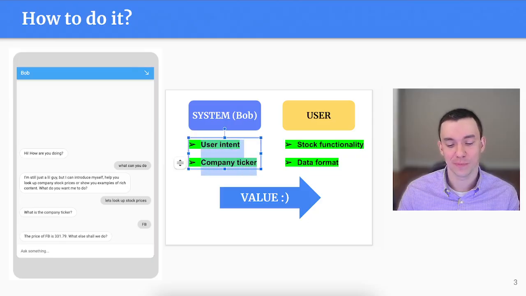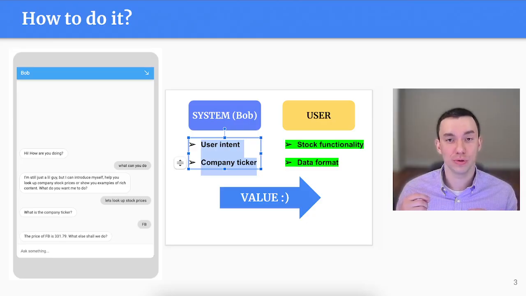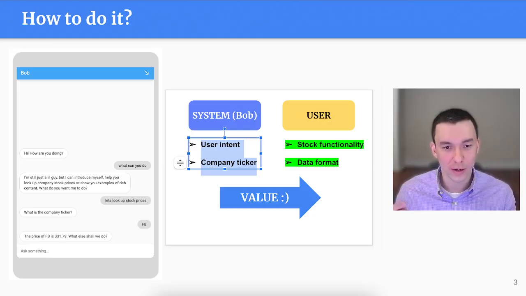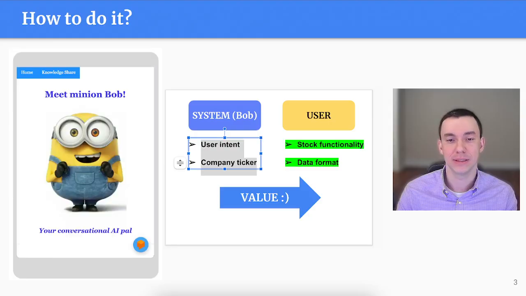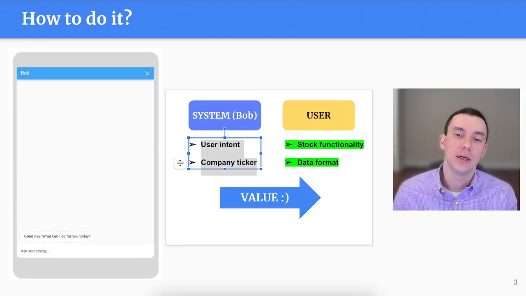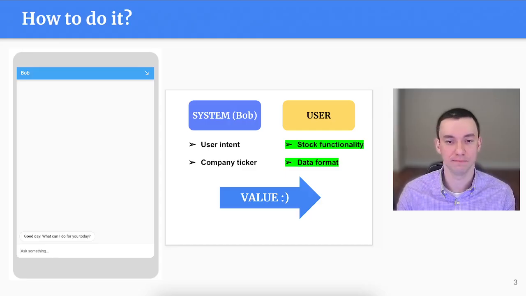Now imagine this scenario. Imagine tomorrow I come up to Bob, and now as a user, I'm more knowledgeable. I'm more aware of what the system functionality is. I already know that he can look up stock price information, right? I already know that the format the data needs to be in is a ticker. So let's say tomorrow I come into Bob and I say, I want to look up price of Apple.